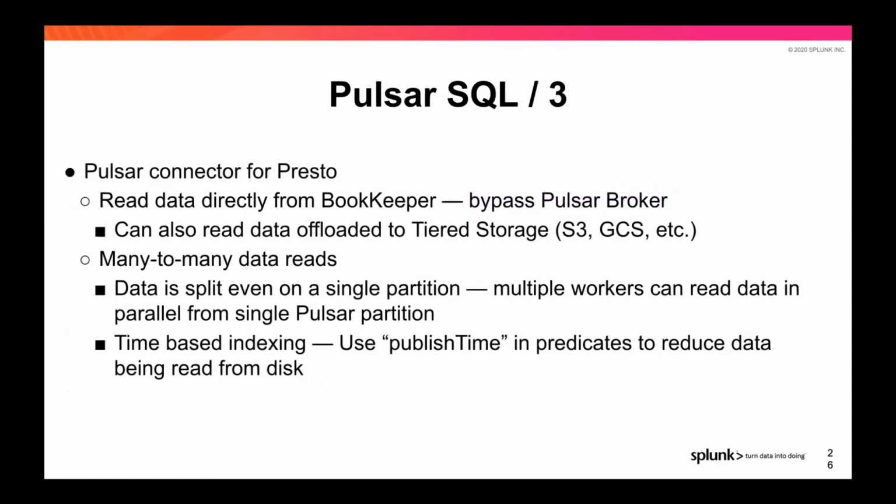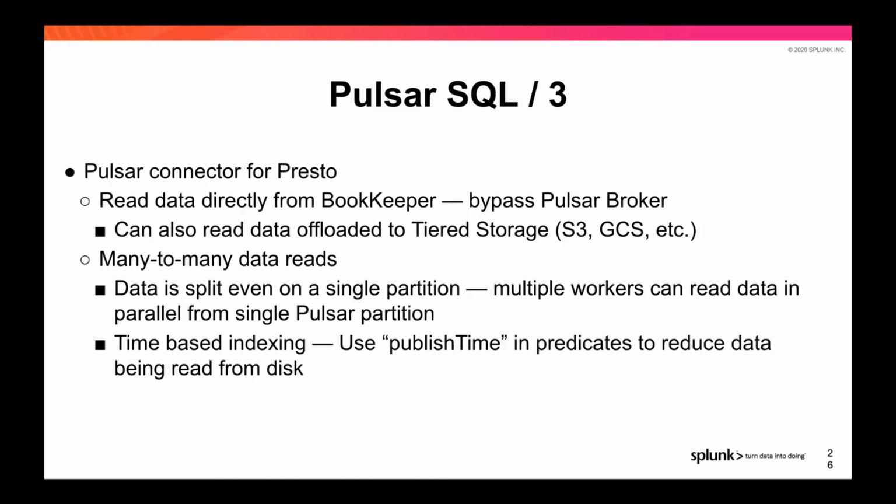So what we've essentially done here at the core is built an efficient Pulsar connector for Presto. The general workflow is that instead of reading data using a consumer or a reader, in which the data is served from the broker, we read the data directly from Bookkeeper, bypassing the Pulsar broker altogether to maximize our throughput.